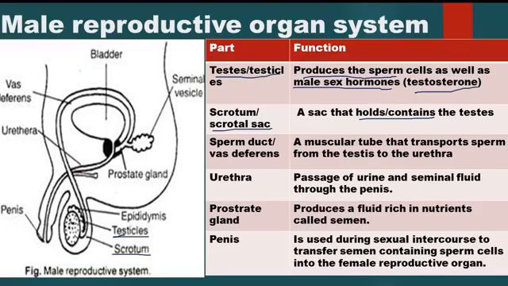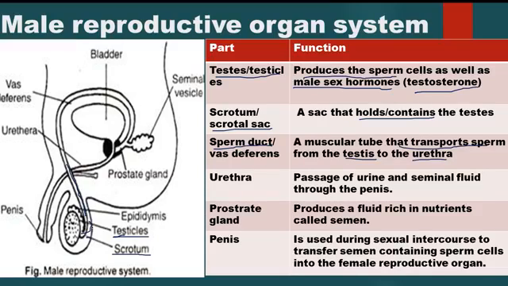Then another organ is this tube that leads from the testes. We call it the sperm duct. So the sperm duct is a tube that transports the sperm from the testes to the urethra. The tube that transports the sperm cells from the testes to the urethra, we call it the sperm duct.